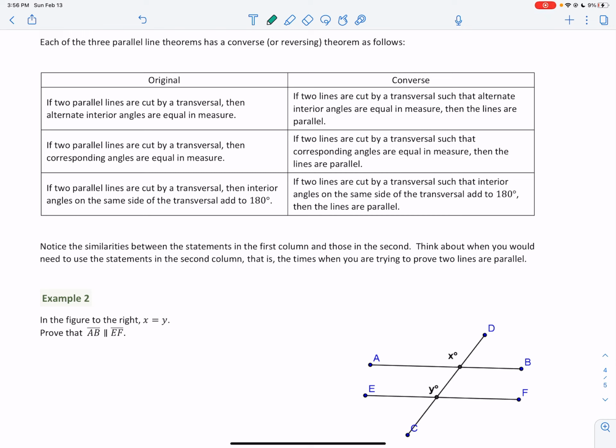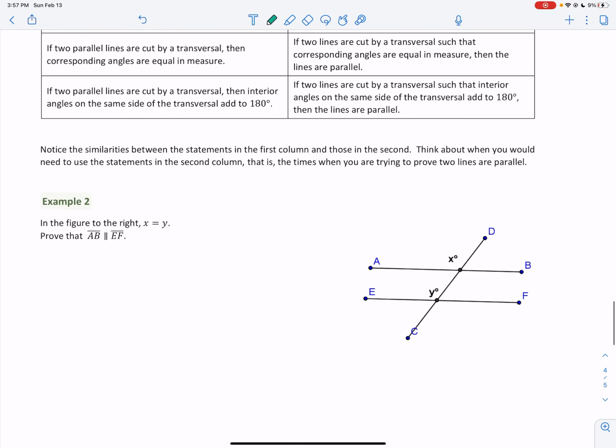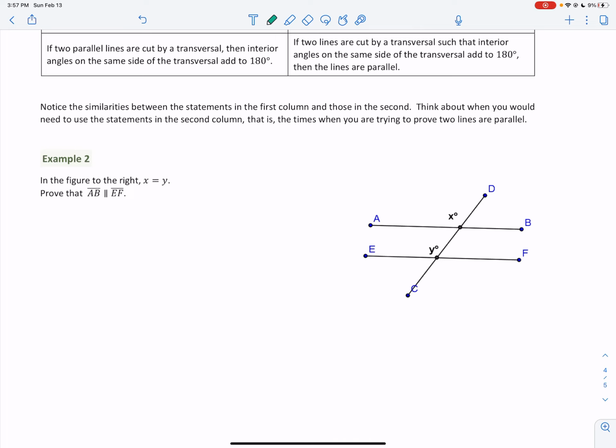Let's read it in reverse. If two lines are cut by a transversal such that their interior angles on the same side of the transversal add up to 180, then they are parallel. So we started with parallel, and we found out that these two angles add up to be 180. But if we don't know it's parallel, and we can prove that these add up to 180, then we know that they must be parallel. So we're just going backward and forward with it. And we want to get good at that because we're going to have to use the converse a lot.